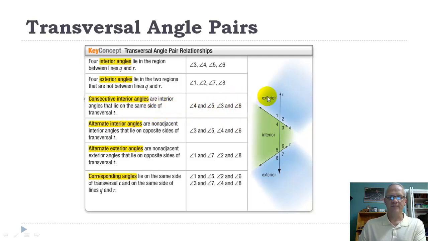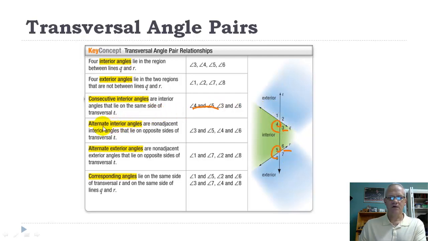The key here though is that they're on the same side of the transversal line. So for example, 4 and 5 are consecutive interior. Angle 4 right here and angle 5. Okay, those are right next to each other. They're both interior and they're on the same side of the transversal line. And then also 3 and 6 are a pair there. So 3 here and 6 there, because again, they're on the same side and interior right next to each other.